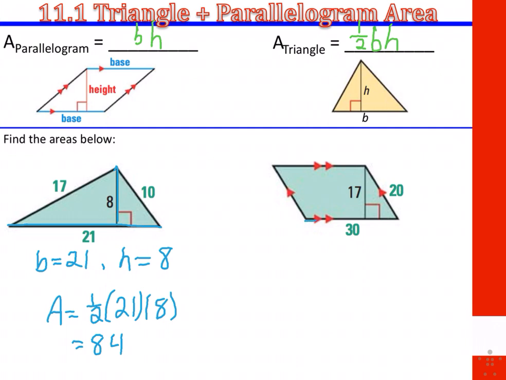Similarly, for this parallelogram on the right, 30 times 17. Those are the only two measurements we care about. Because this is a parallelogram, it's just going to be BH, which is 30 times 17, which is 510. Do 17 times 3 and then add a 0.